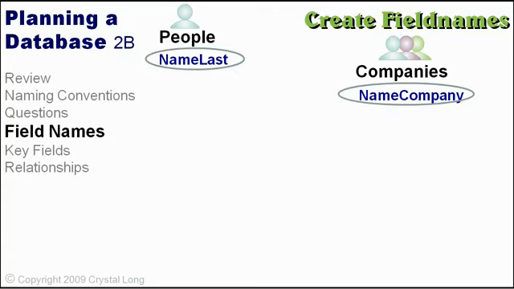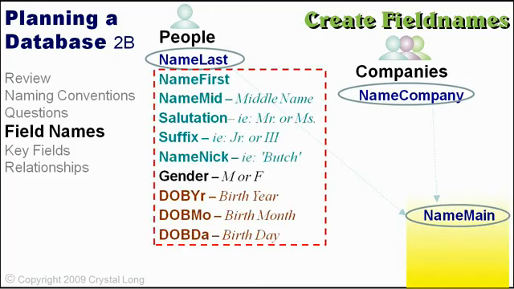You can look up a human by their last name and look up a company by the company name. So let's create a field called Name Main. Now humans have a lot more names than companies. They can also have a first name, middle name, salutation, suffix, nickname. There are a couple things humans have that companies don't: gender and date of birth.